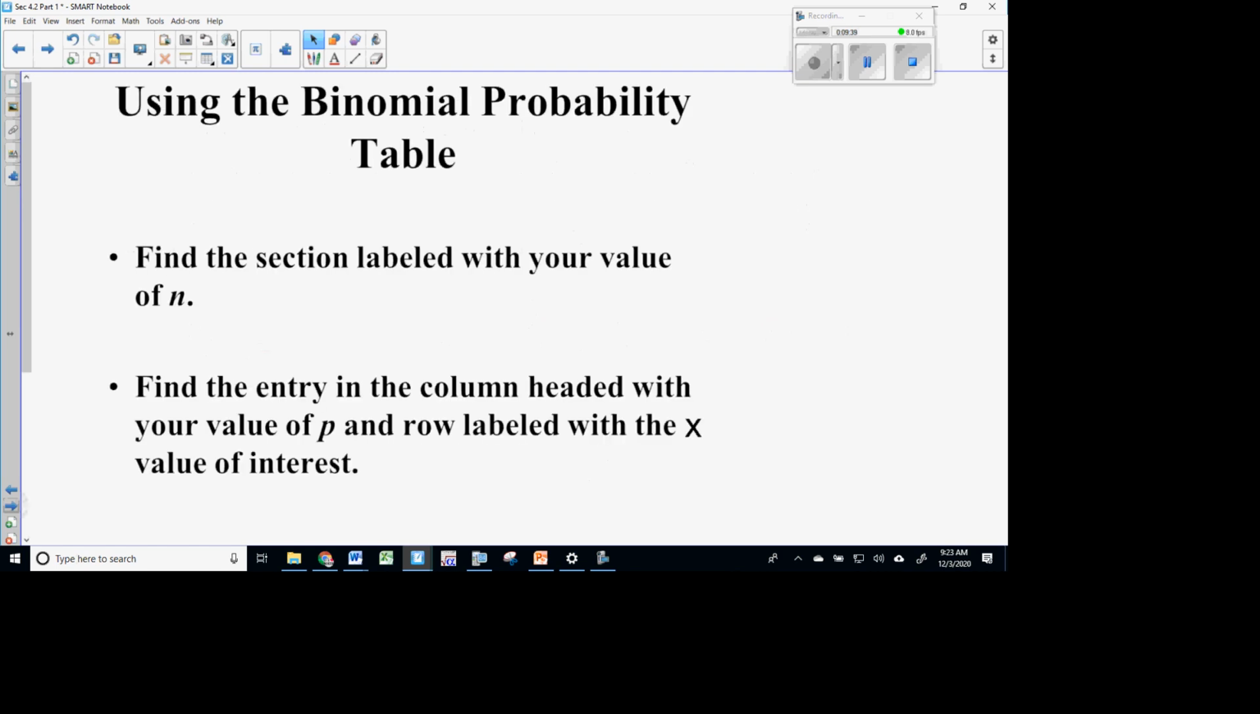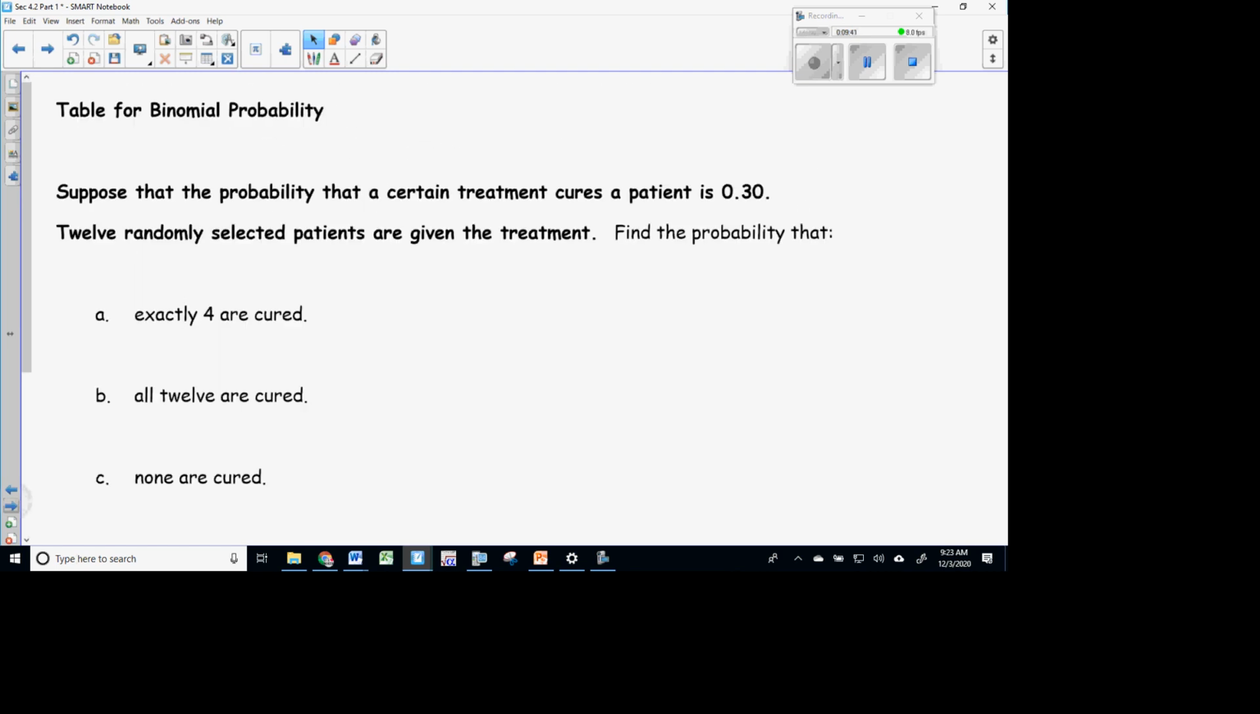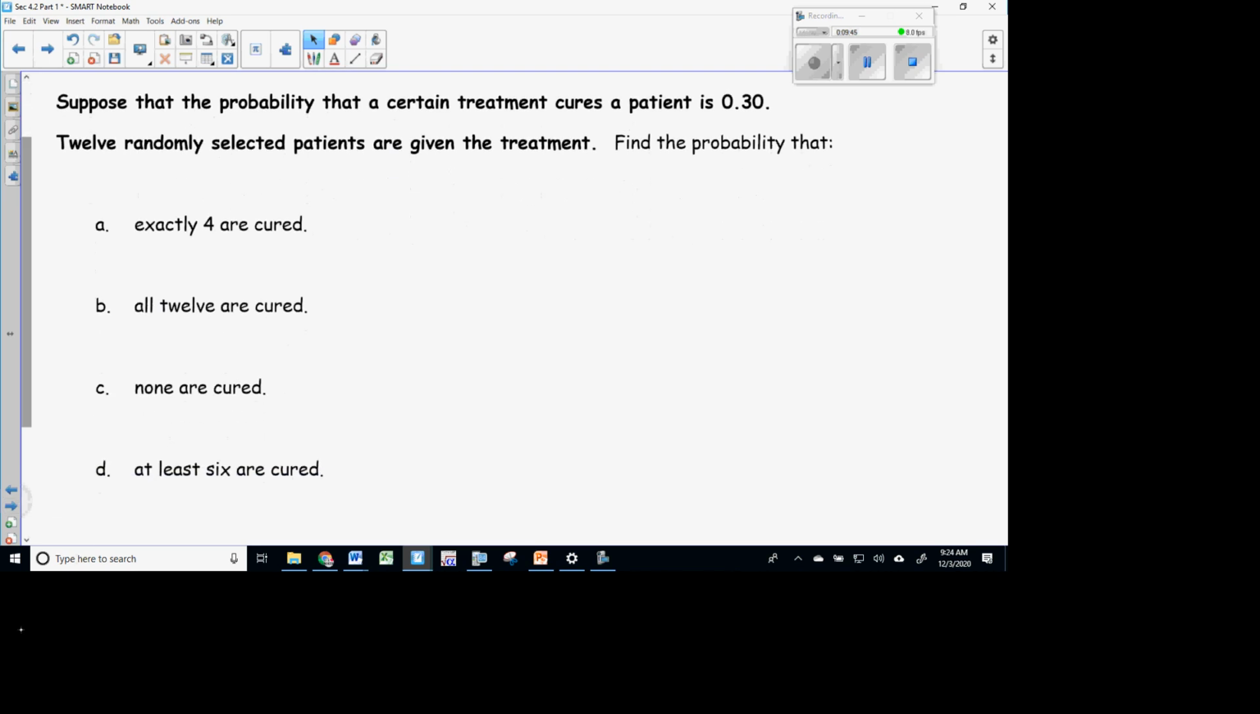So let's look at a couple of these here. So using your table, suppose the probability of a certain treatment is 0.3. 12 randomly selected patients are given a treatment. Find the probability. So we're on 12. We're at 0.3.